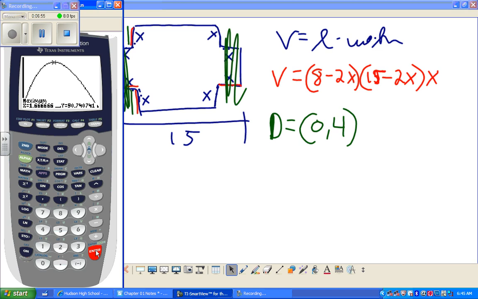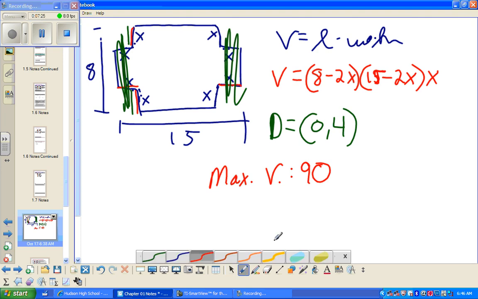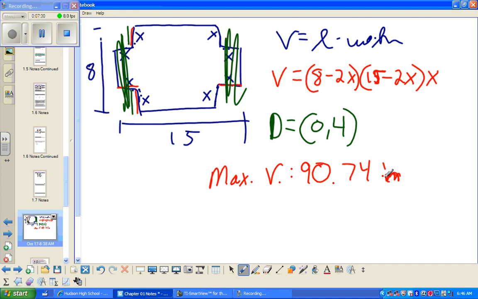So why did we do this? What do these numbers represent? This y right here, that's the same as the V in our equation. Y is the volume, so that's the maximum volume. The maximum volume that we could have gotten was approximately 90.74 cubic inches.